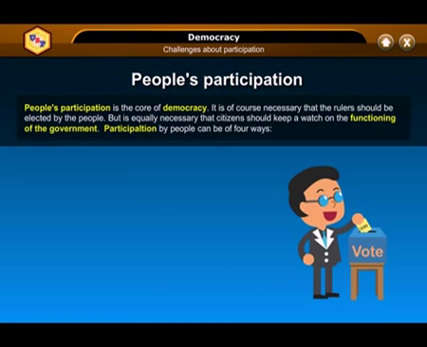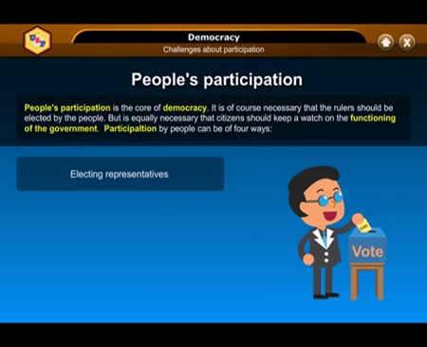People's participation is the core of democracy. It is of course necessary that the rulers should be elected by the people. But it is equally necessary that citizens should keep watch on the functioning of the government. Participation by people can be of four ways.